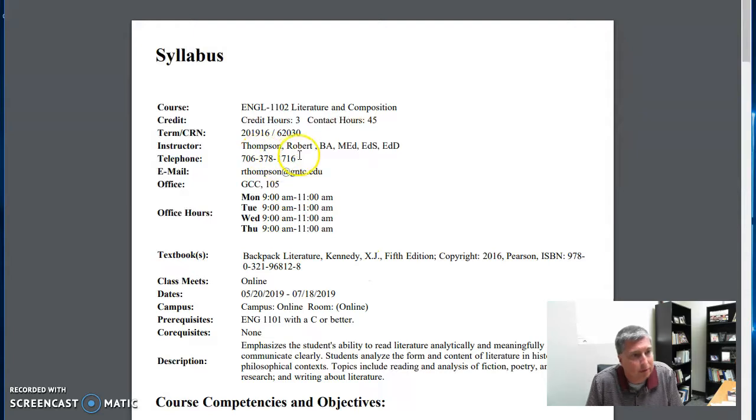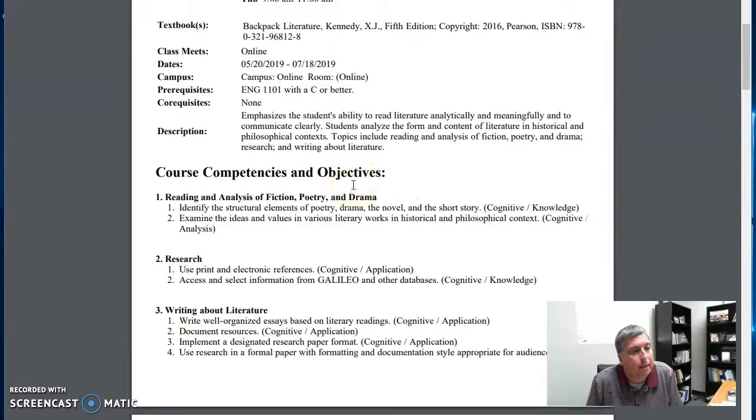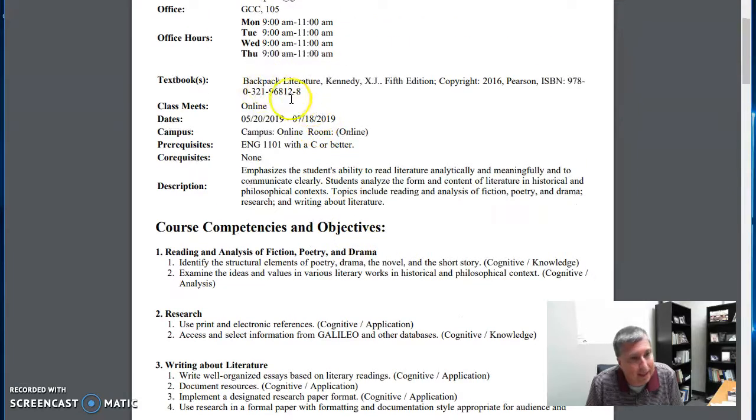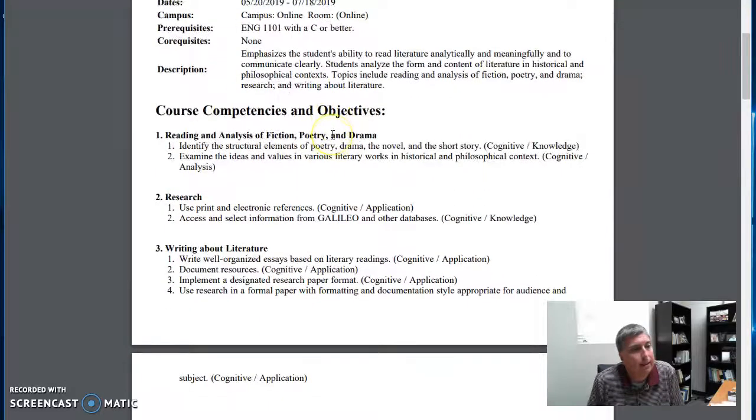They got my phone numbers right here if you need a call, or my email is right there if you want to email me. The textbook is technically Backpack Literature. Honestly, all the literature you need is provided in the Blackboard itself. You really do not need that book. I do not really recommend buying it, but that is technically the textbook for the class, if you feel like you need it. The class meets online.